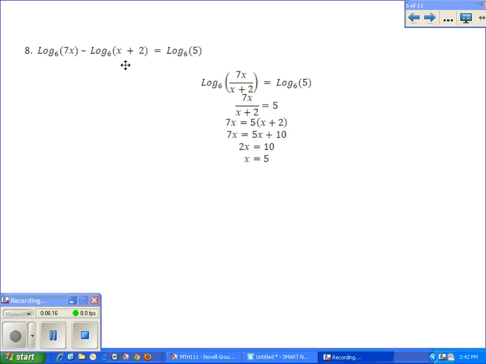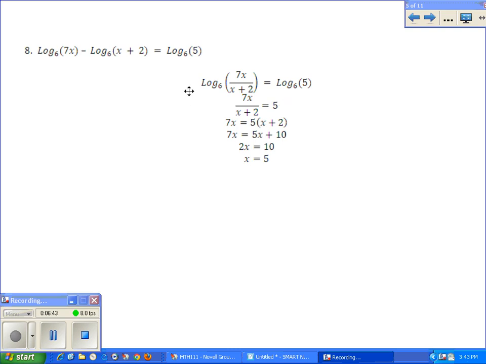So again, using my properties of logarithms, since I'm subtracting two logs with the same base, I can combine them into a single log base 6, and use the quotient of 7x over x plus 2 equals a log base 6 of 5. Since I had the log base 6 equal to a log base 6, the one-to-one property of logarithms allows me to rewrite this as simply 7x over x plus 2 equal to 5.